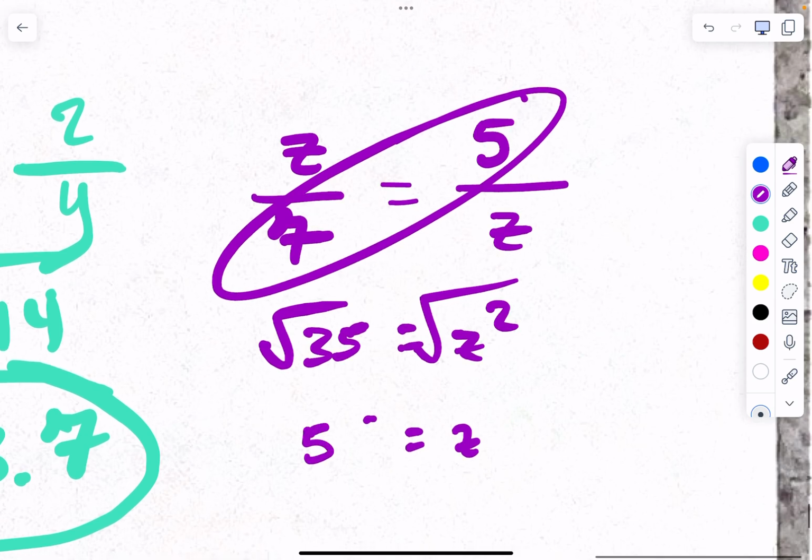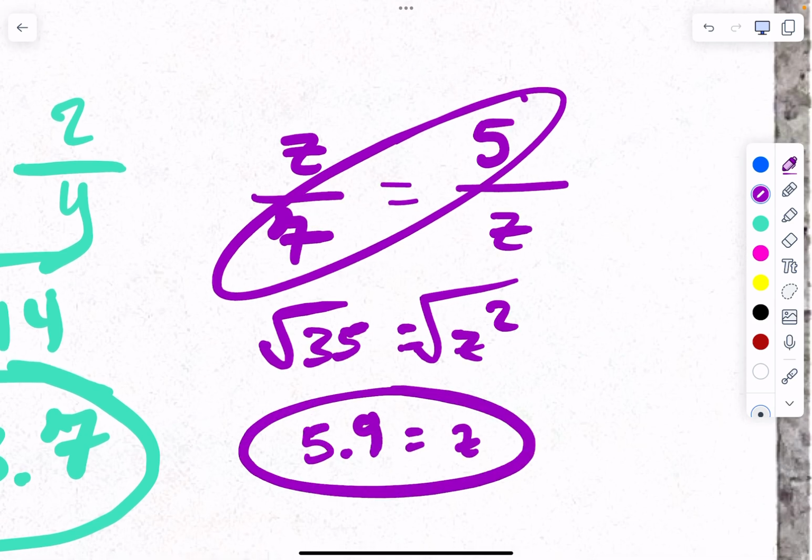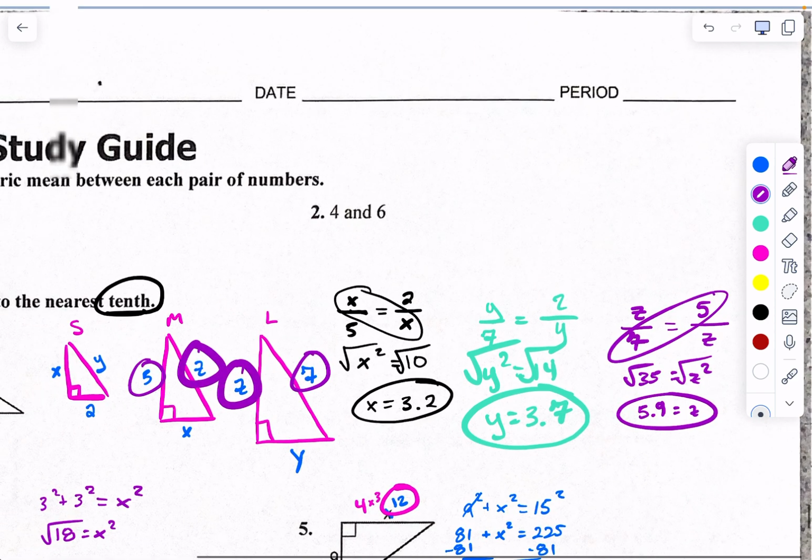5.9? Perfect. Do you guys guesstimate that in your brains? Like the square root of 35, just to make sure you typed it in right into your calculator. I know it should be 5 point something, so I'm expecting the answer to be 5 point something. That way, if I get something that's not 5 point something, then I know I typed it in wrong.